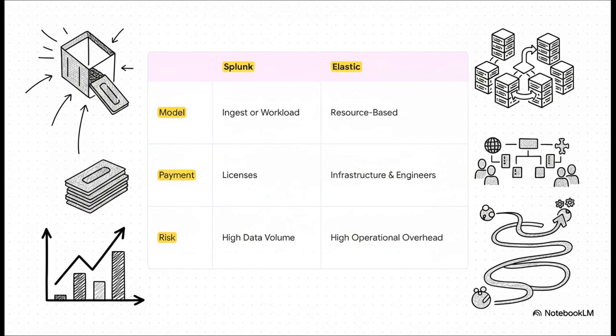And this is where you really need to pay attention, because the risk is different for each. Splunk's model, well, it can create this fear of data, right? Where your teams are scared to log everything because they might blow up the license cost. But Elastic's model can create a fear of complexity, where you end up totally underestimating the operational nightmare and the number of engineers you need to run it at scale.